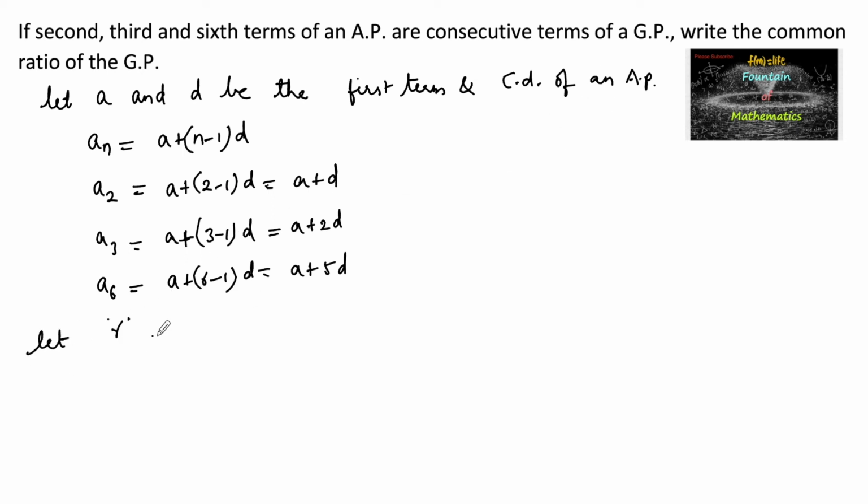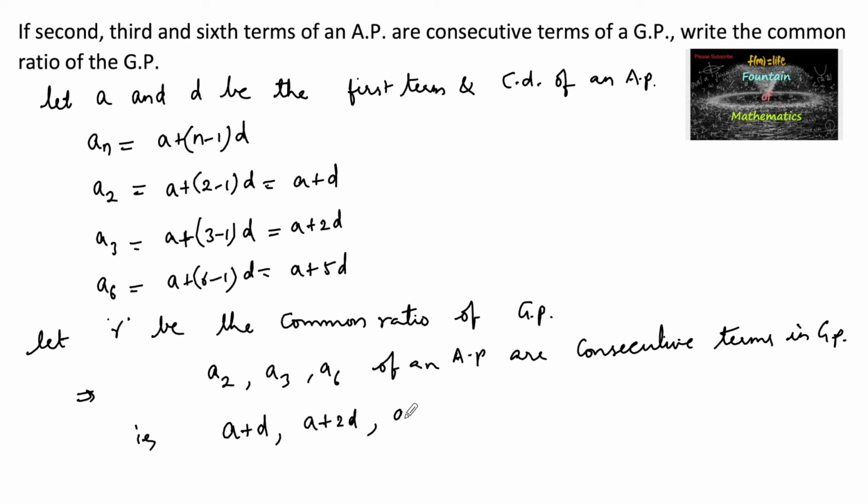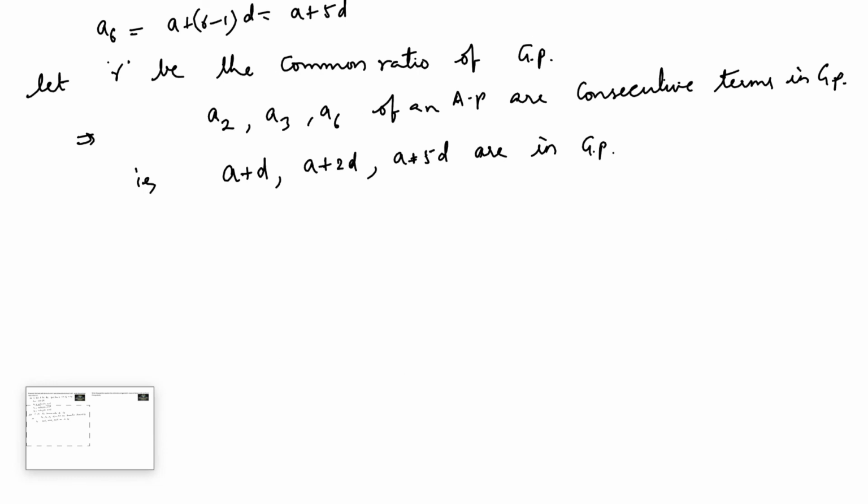So let R be the common ratio of GP. Then we have the terms a2, a3, a6 of an AP are consecutive terms in GP, that is a plus d, a plus 2d, a plus 5d are in geometric progression. And here R is a common ratio.